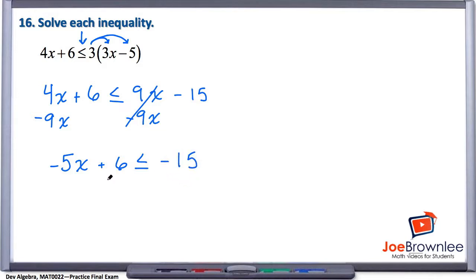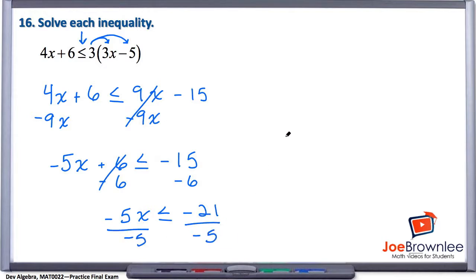We want x all by itself, so we can move this 6 away from that x. Here on the left it goes away, and we're left with minus 5x is less than or equal to, and here negative 15 minus 6 is negative 21. In our last step we want to get x all by itself, so we are going to divide by negative 5 on both sides, and that's going to leave us with x is greater than or equal to positive 21 over 5.